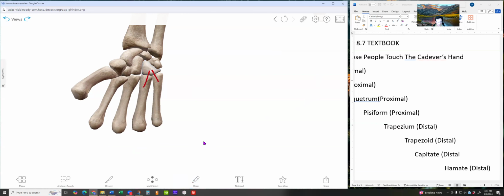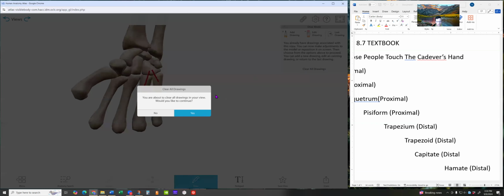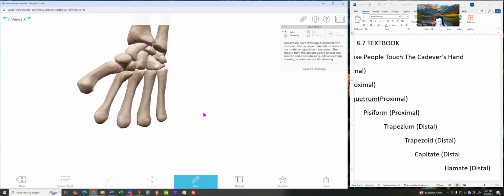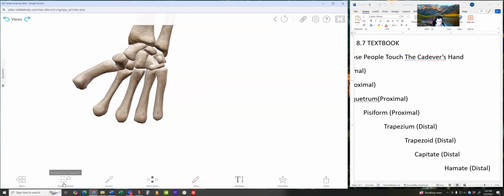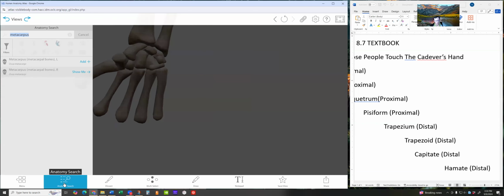Clear the drawing here. All right, so next we have to add our phalanges. Okay, so go ahead, anatomy search. We're going to start adding the proper parts of our fingers, if you will.